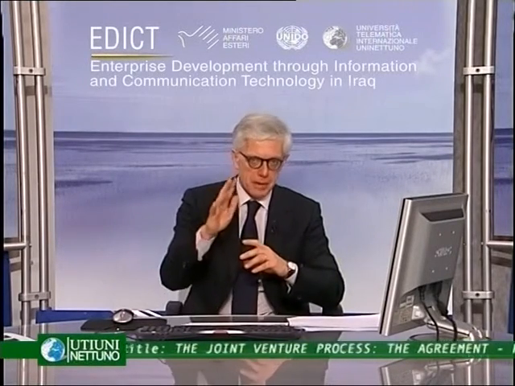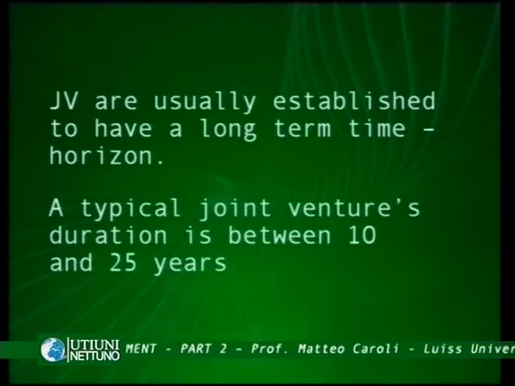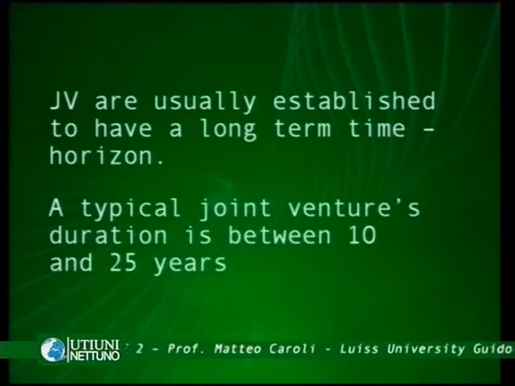So usually when some companies decide to go for a joint venture, to establish a joint venture, they should have a long-term attitude, a long-term commitment. And a typical joint venture's duration is between 10 and 25 years. Sometimes the parties don't even provide a time limit for the duration or agree on the possibility to renew the agreement.